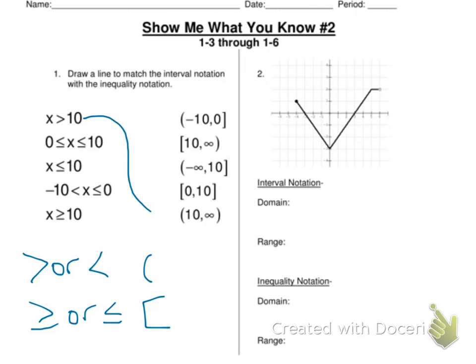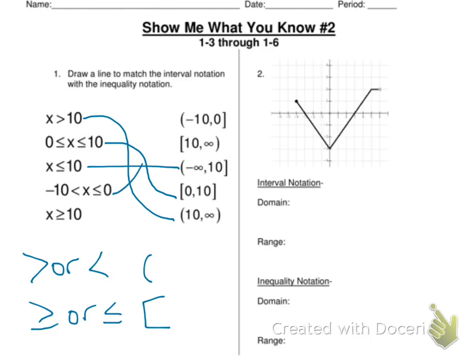Remember, the key here is if it's less than or greater than, it is a parenthesis, and if it's greater than or equal to or less than or equal to, it's a bracket. Okay, so you just have to match them up from there. So like the first one is greater than, so it should have parentheses, and then once I know it should have two parentheses, I just found the one that had both parentheses. And then just kind of continue matching up from there.